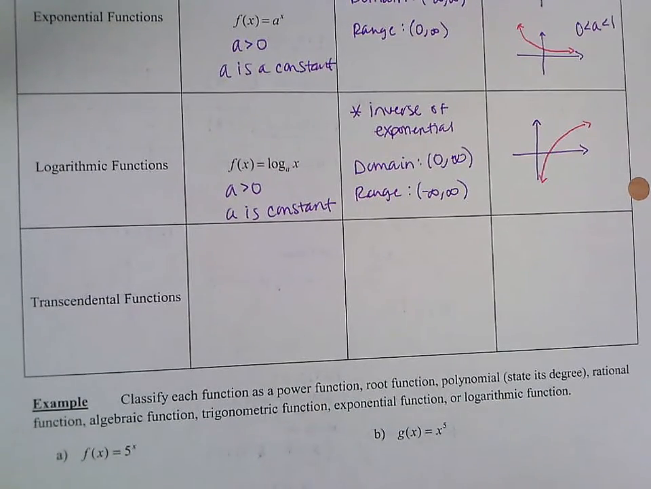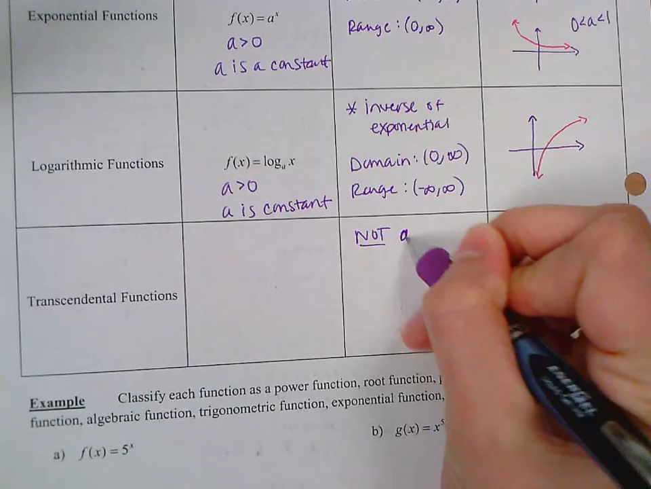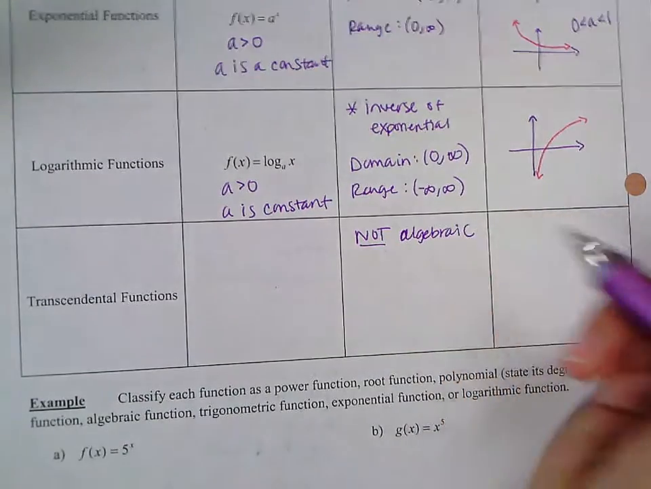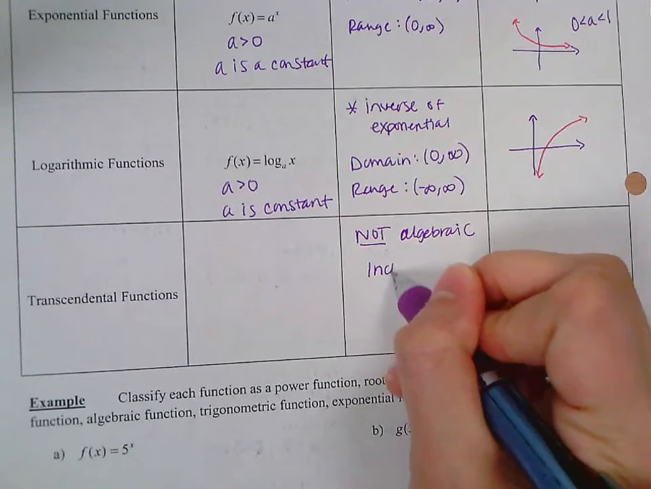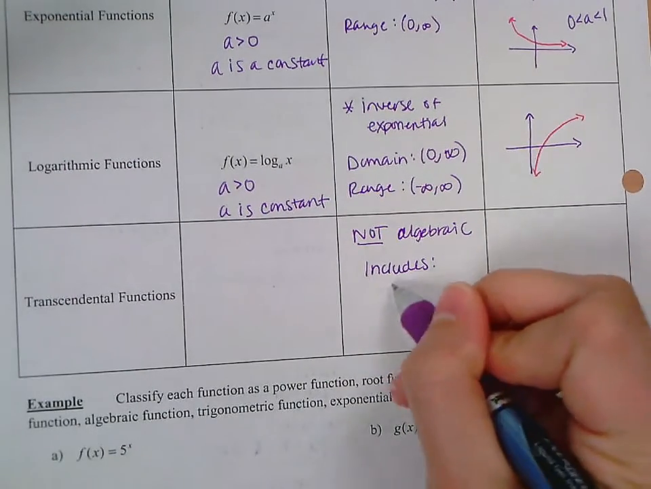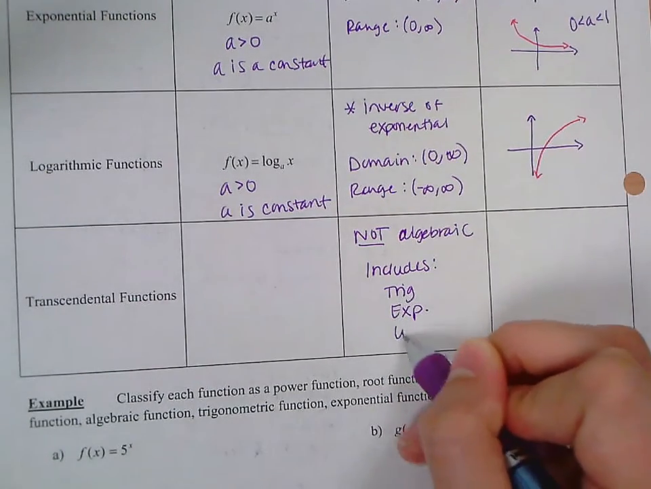And then there are transcendental functions. Just like we looked at specific types of functions and then looked at the category of algebraic, functions are either algebraic or they're not, and if they're not, they're transcendental. So all of these are functions that are not algebraic. That includes all of the ones I just included above. It includes trig, exponential, and logarithmic. I'm going to put a note here on what it includes: trig functions, exponential, logarithmic.